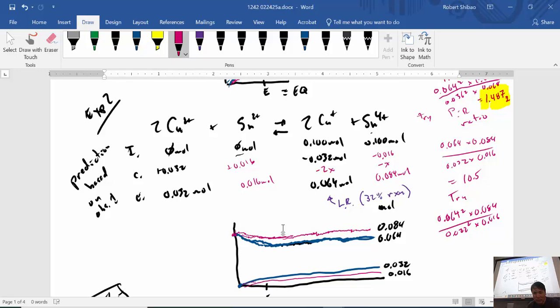Oh, this is not 2,2, this is 3,2, sorry. I made a mistake. It's 32. Let me redo the calc. So unless somebody else has the calculation done. 0.064 squared times 0.084 divided by 0.032 squared divided by 0.016. Someone have it? Mm-hmm. 21?